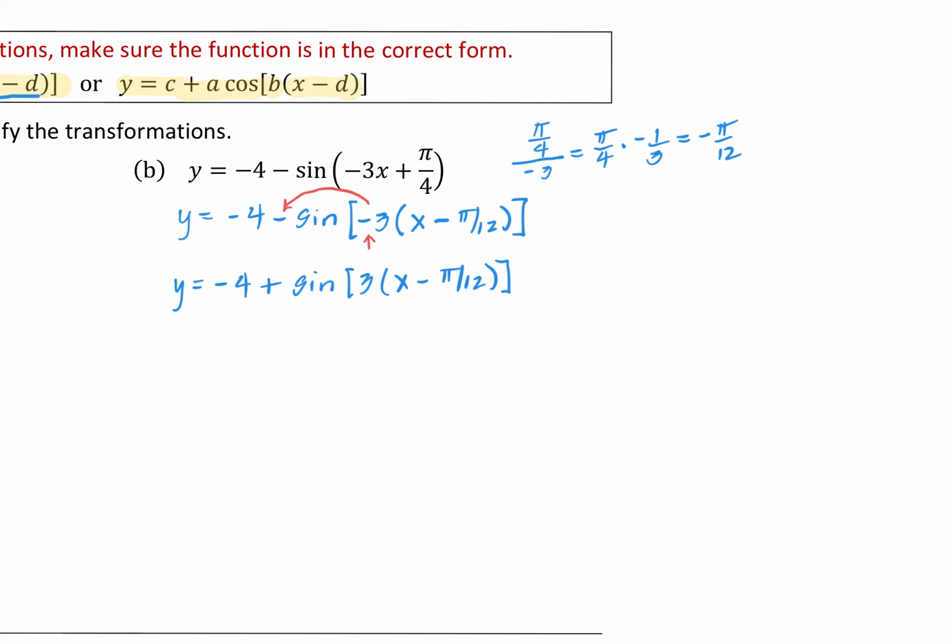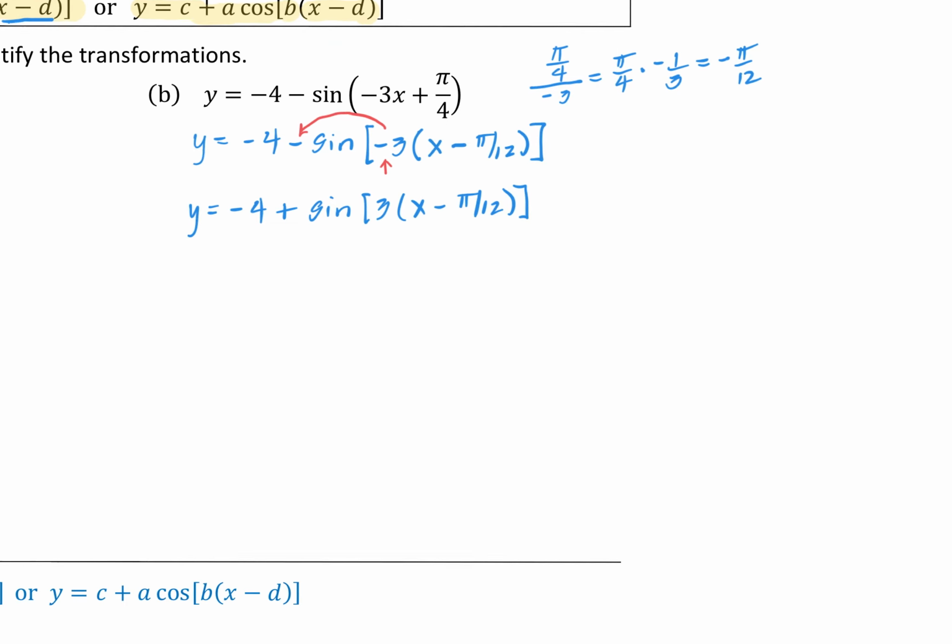Okay, now it's written in the correct form for me to identify all the transformations. Again, I'm going to start with the inner parentheses, the x minus pi over 12. Since it's a minus pi over 12, I know that's going to be a shift right pi over 12 units. And a shift right, that would be my phase shift. So my phase shift is going to be, shifting right means we're going to shift towards the positive direction. It's going to be a positive pi over 12.